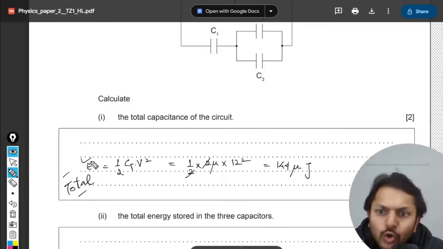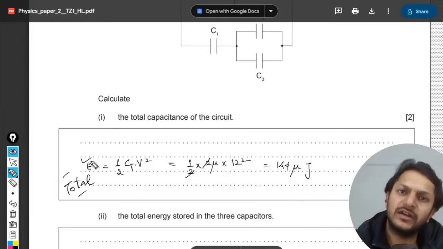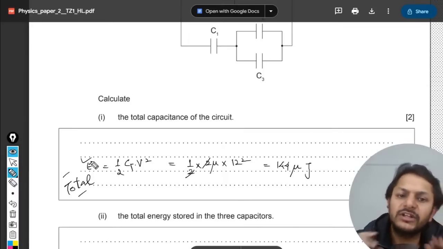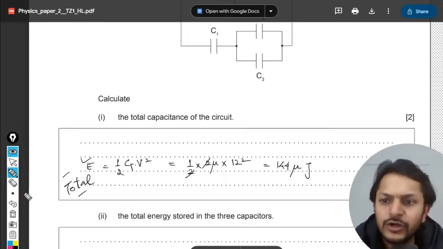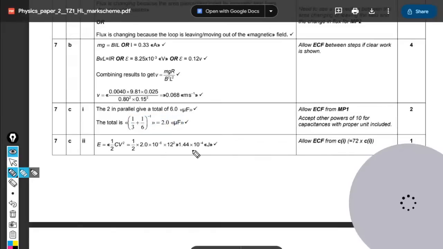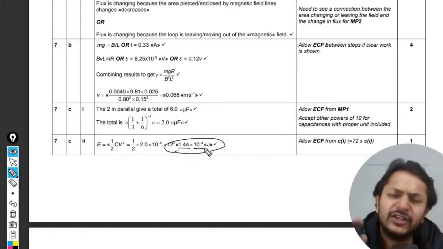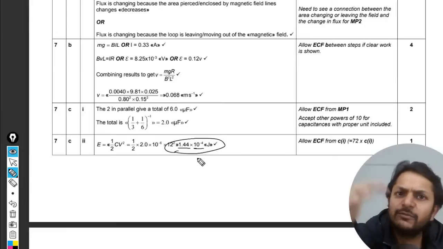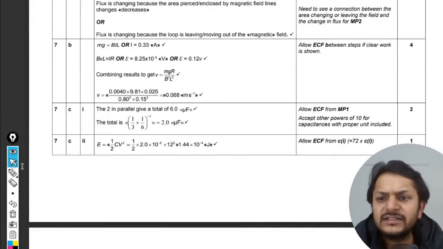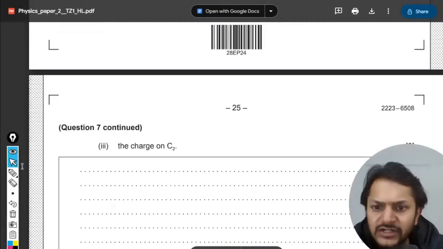Now this is the total energy which has been stored in all of the three capacitors. Some energy is in C1, some is in C2, but the total is 144 microjoule. Let us see what is the answer. And yes, it is 144 micro. I just took it as 10 raised to power negative 6, but they have taken 10 to power negative 4. That is why the answer is 1.44, but otherwise the answer is typically the same. Let us go for the third point now.